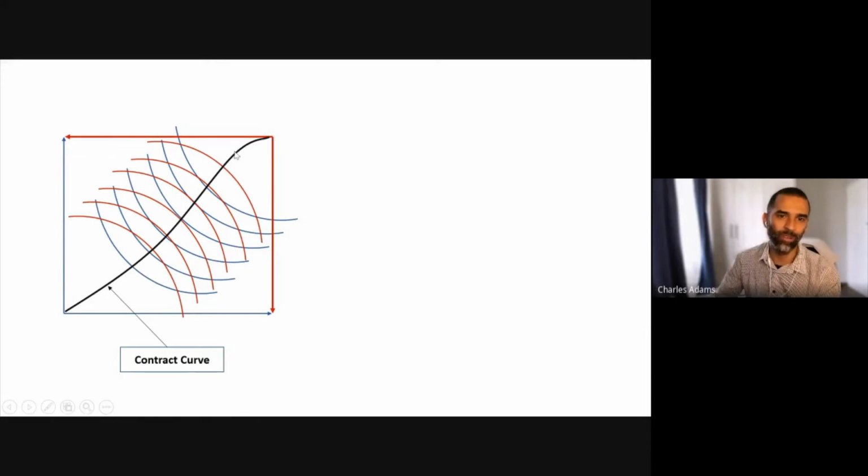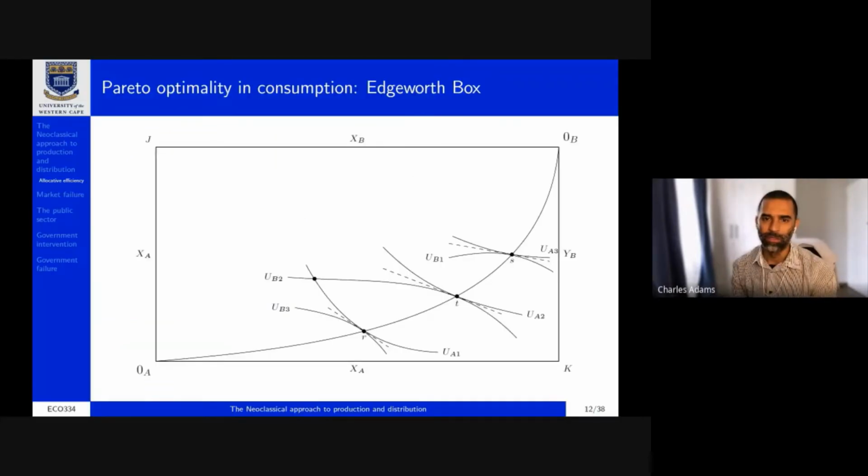So every point on this contract curve is then a point of tangency between the utility functions of A and B. In other words, every point on this contract curve, on this black line, is a point of Pareto optimality. It's a point where one individual can be made better off, one consumer can be made better off, only if the other consumer is made worse off. All right? So let's take a closer look at this Edgeworth box.